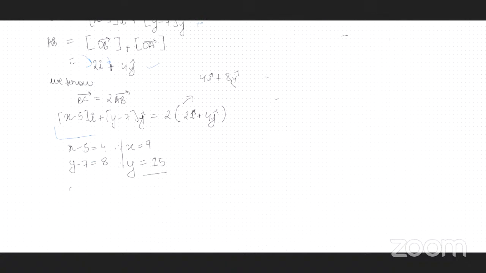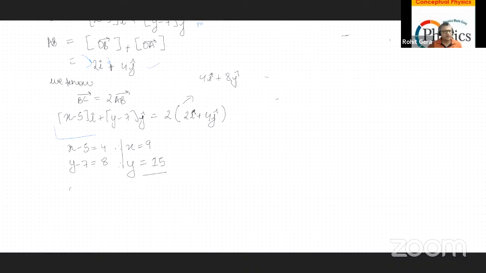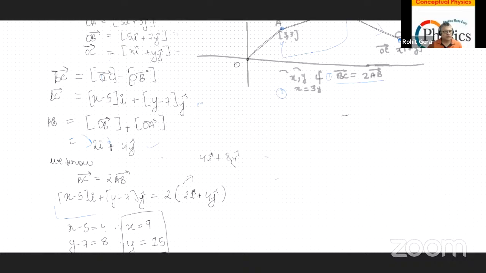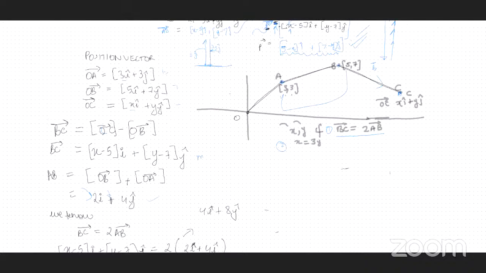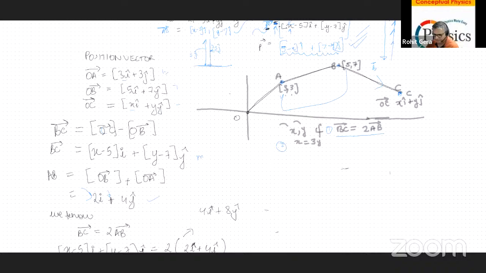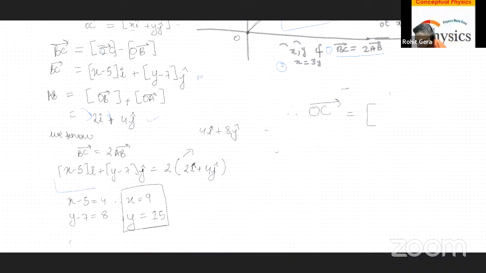So what is the value of x and y? You got the answer. 9 and 15. So which means if you were to write the position vector OC, what will it look like? Final question is, what is the position vector of C? What is OC going to look like? 9i plus 15j. Excellent work done.